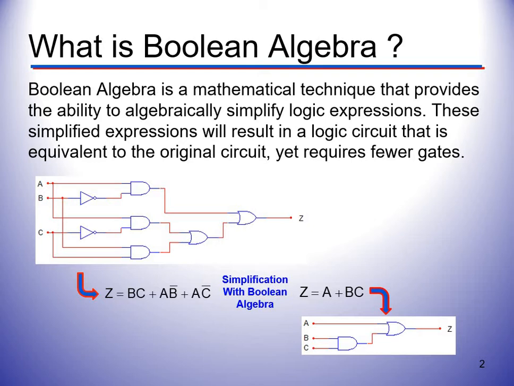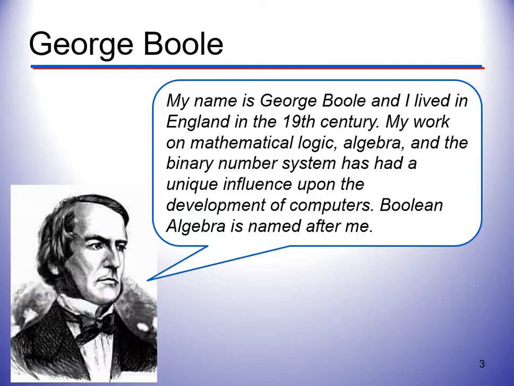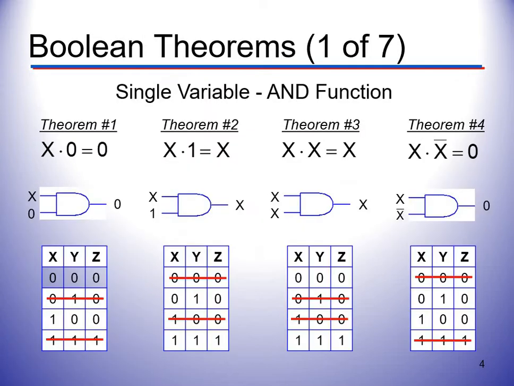So we've got a few theorems that we have to write down, and once again it's named after a dead math guy. This is George Boole. He lived in England in the 19th century and did a lot of work with mathematical number systems and things like that. So that's where we got the name Boolean Algebra, after George Boole.